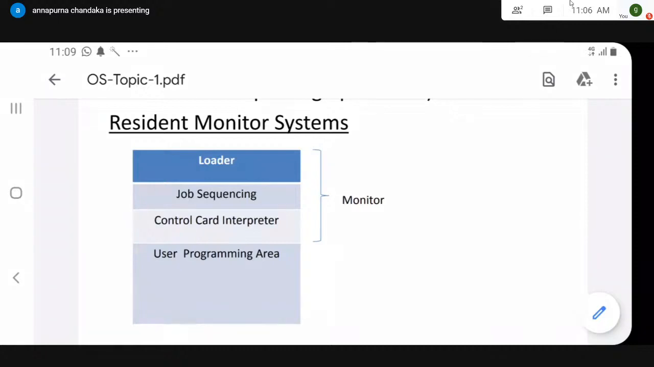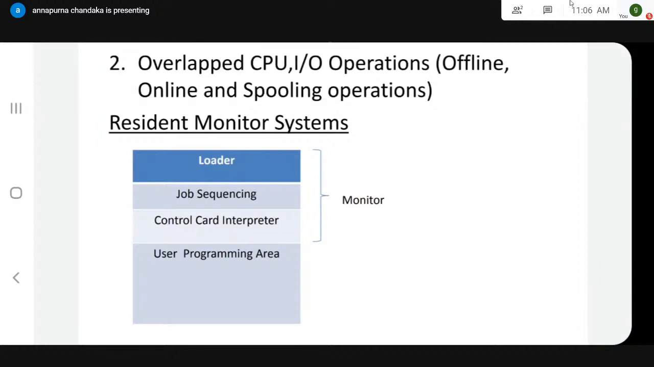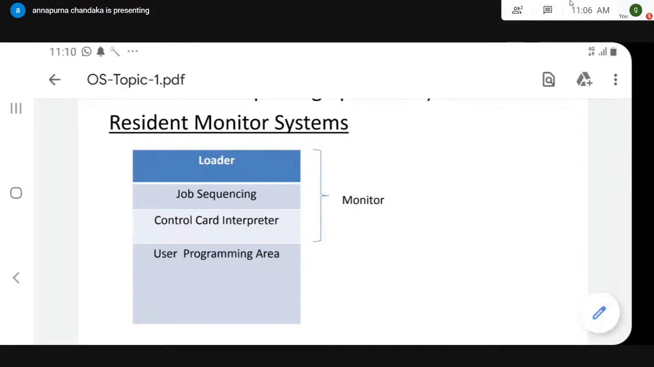Listen, similar jobs are batched together in order to reduce the job setup time. So what the operator will do in the evening is simply sort all the programs that have been submitted to him.